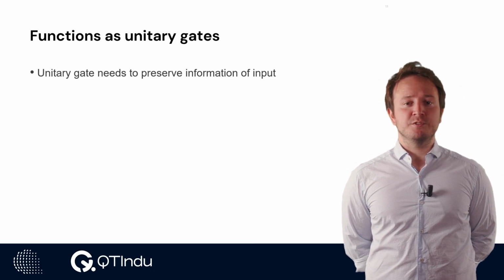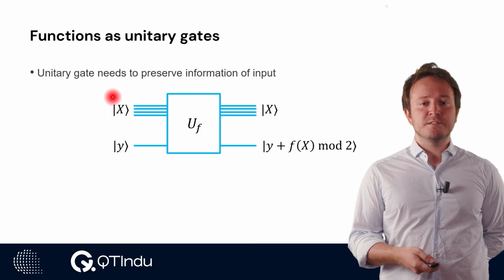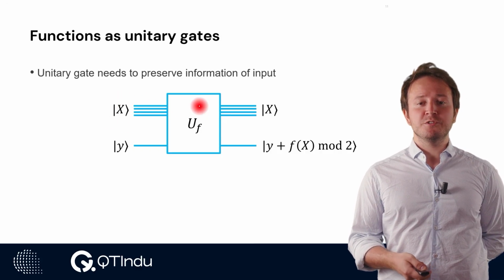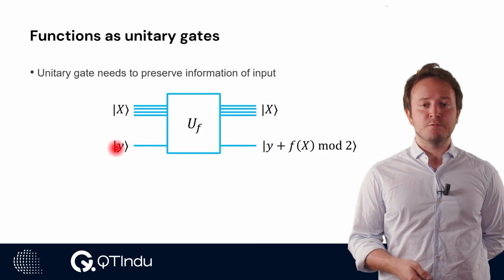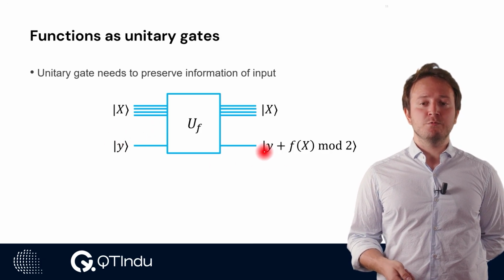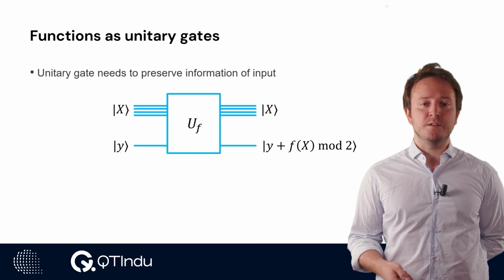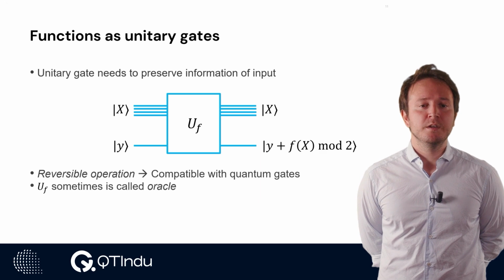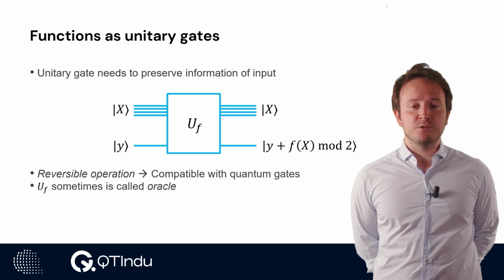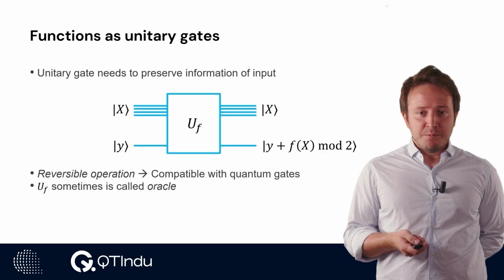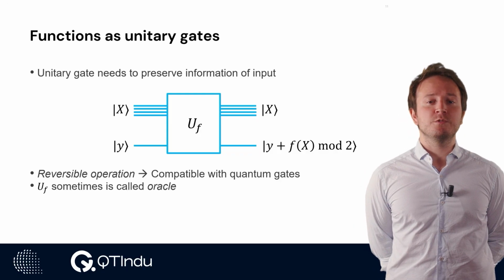There's a simple fix for this, and in particular, it's to have a unitary function that takes the input register X and processes it as it is, and only acts on an ancillary qubit with state Y, acting as an XOR where Y is summed modulo 2 with a function of the input register. Now, this is a valid quantum operation, and it's a reversible operation that is therefore compatible with quantum gates. Sometimes this unitary function in the middle is called an oracle, and we will see a lot of them throughout this course.